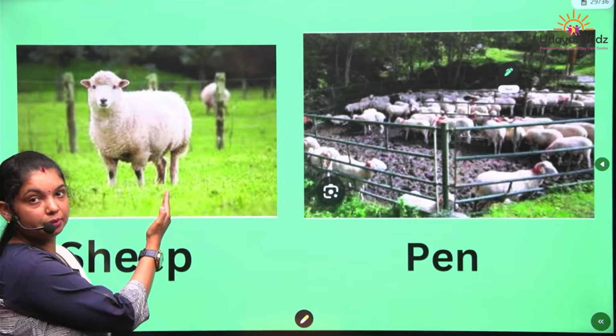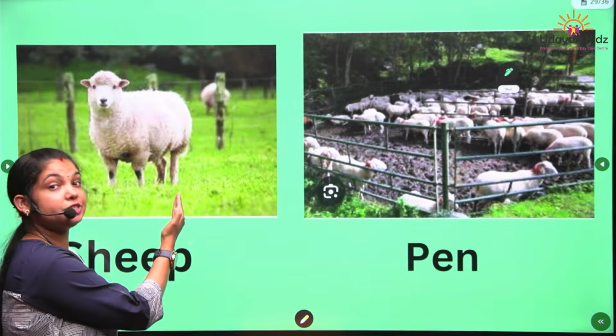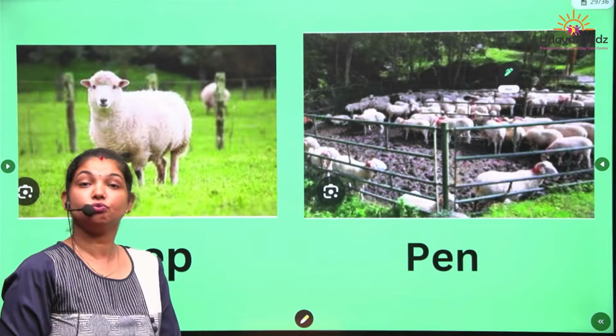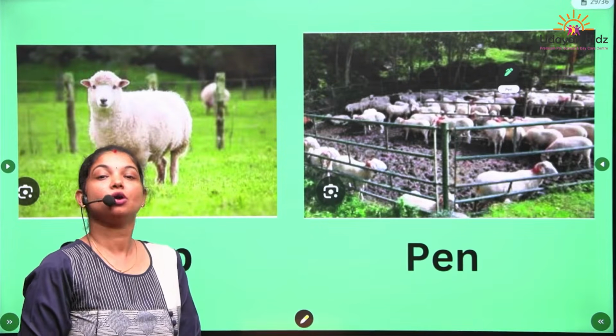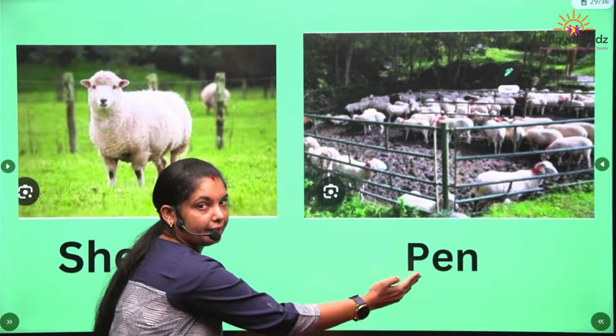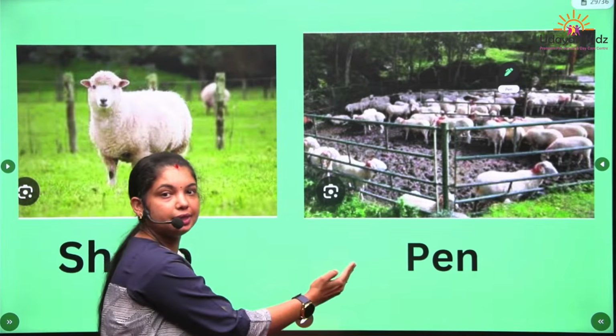And which animal is this? This is a sheep. The sheep gives us wool. The sheep lives in the pen.